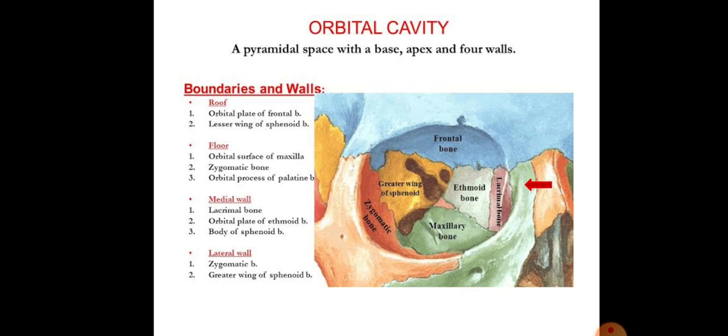The medial wall is formed by the frontal process of the maxillary bone, the lacrimal bone, the ethmoid bone and the body of the sphenoid bone. Note here, the lacrimal bone is present on the medial wall. The lateral wall is formed by the frontal process of the zygomatic bone and the greater wing of the sphenoid bone.